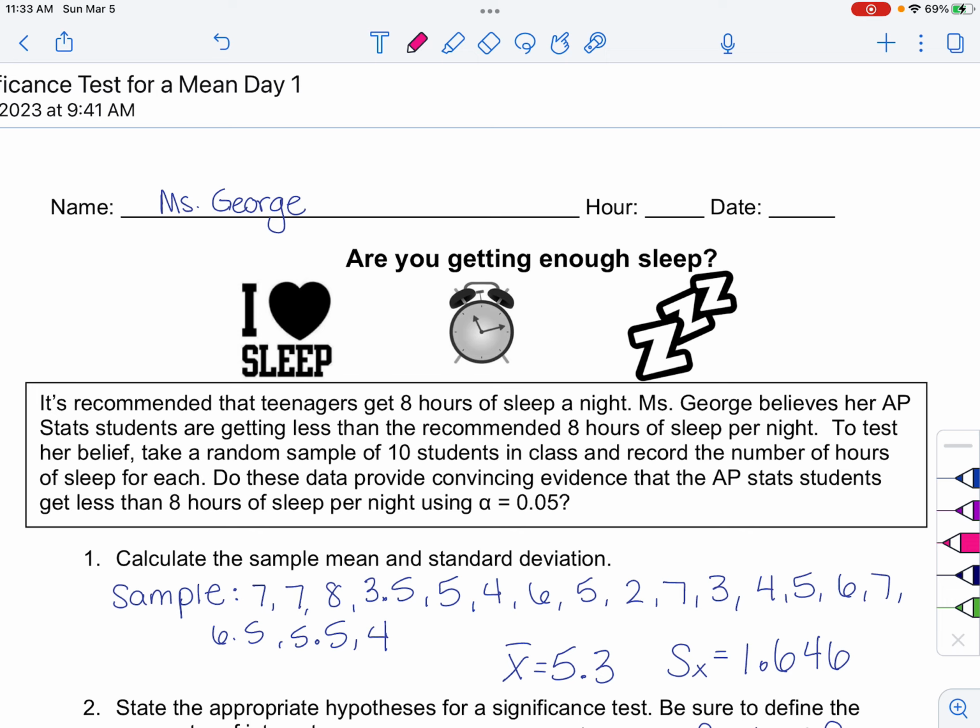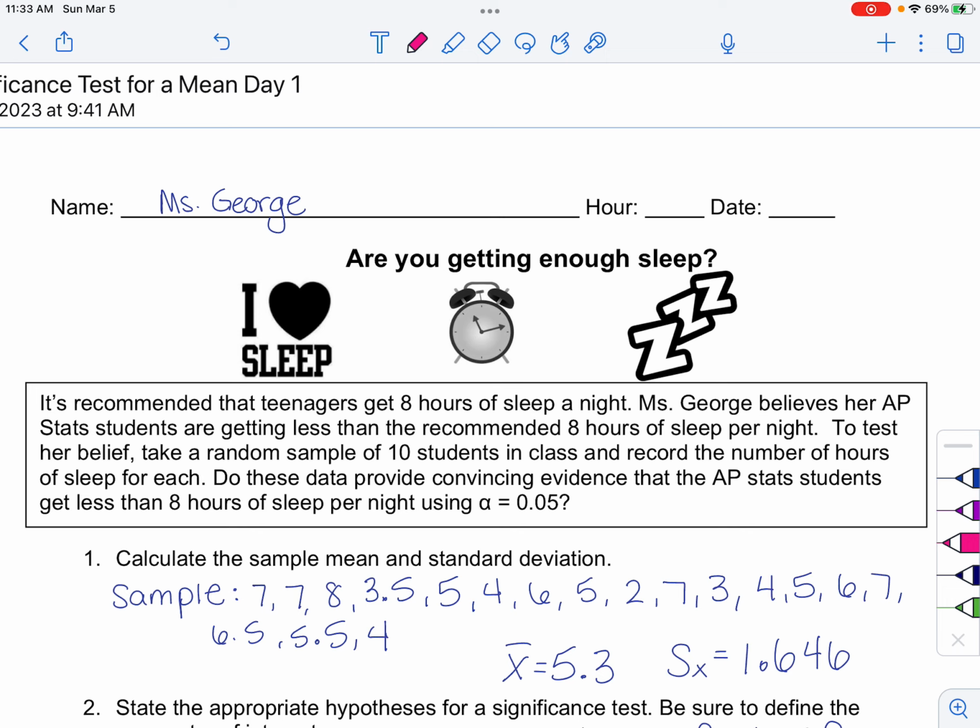I know in here it says take a random sample of 10, but because I'm not there today, we're going to do it this way. Okay, so we've got our sample here. I'd like you to use this data, pause the video, and go ahead and work through this, connecting to what you know about hypothesis testing for proportions. Make sure you've paused the video and you've tried it on your own first.